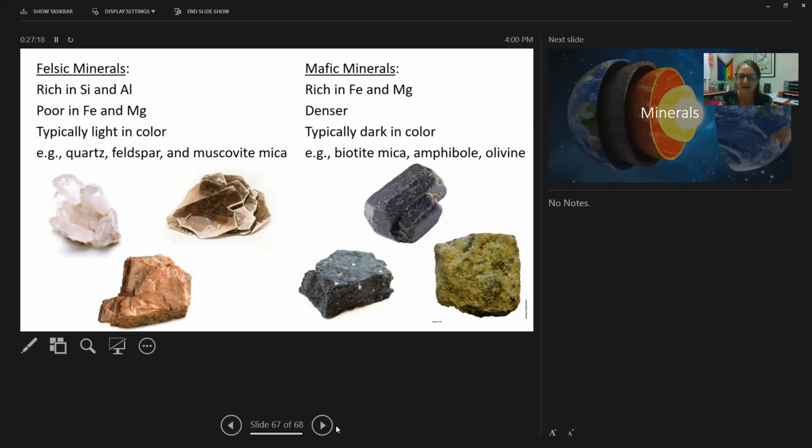All right, so keep this in mind, because next week when we start talking about rocks and magma and volcanoes, a lot of it is going to come back to how much silica is there in these minerals, and that's going to change how a lot of these processes work.